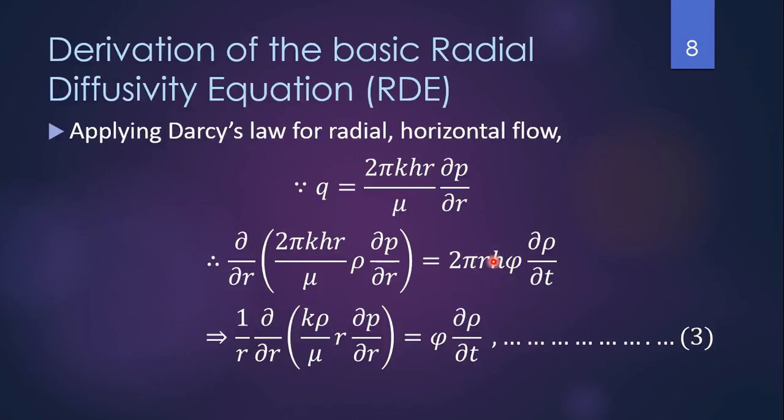It is suggested that you do these calculations for yourself once. I am just showing how the calculations will be done. So 2π and h are constants, and they will be cancelled out. The r is carried here, so it becomes 1 by r ∂/∂r of k ρ by μ r ∂p/∂r is equal to φ ∂ρ/∂t.